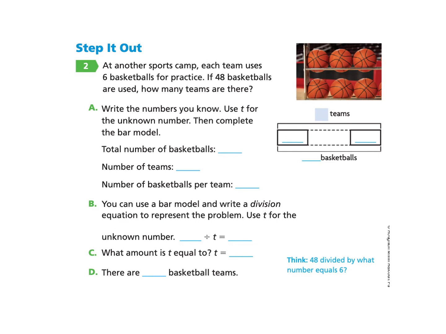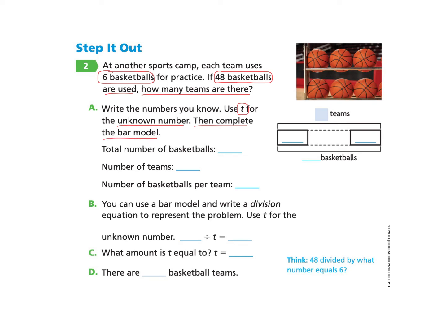Let's take a look at the next page, page 222, under Step It Out Part 2. At another sports camp, each team uses 6 basketballs for practice. If 48 basketballs are used, how many teams are there? Let's look at part A. Write the numbers you know. Use T for the unknown number. Then complete the bar model.